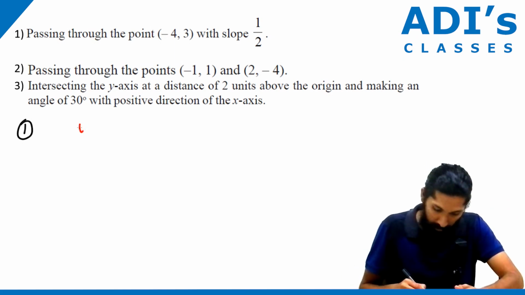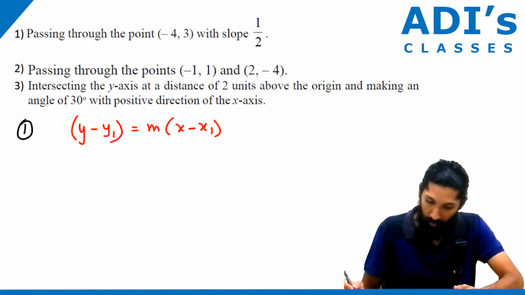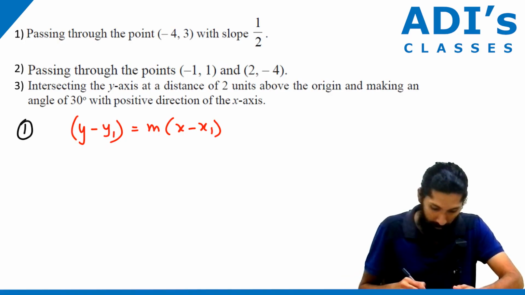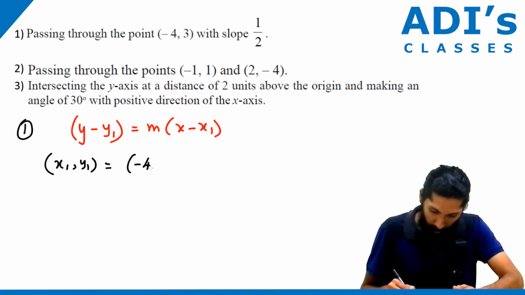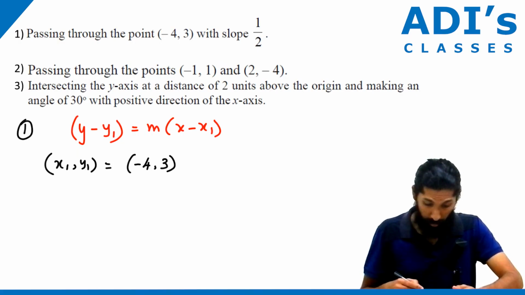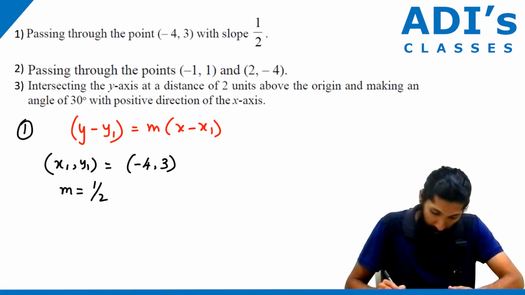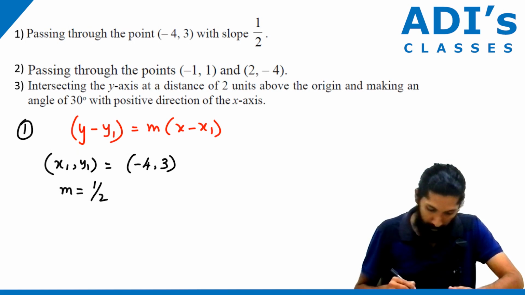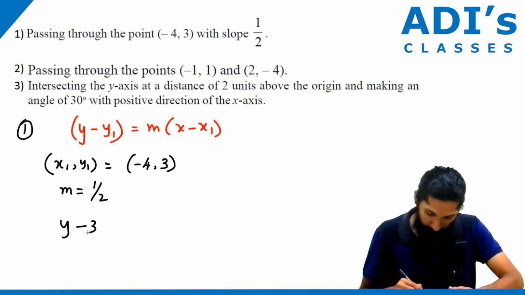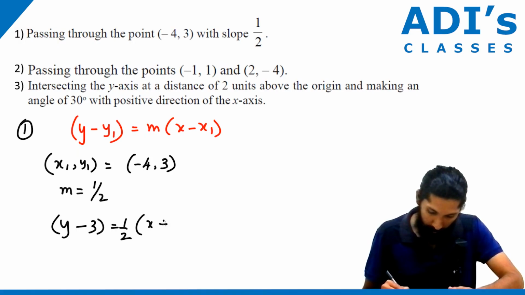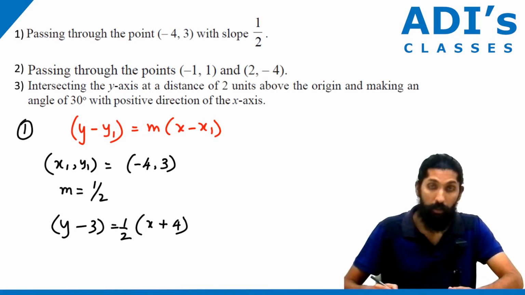The formula is y minus y1 is equal to m into x minus x1. This is the formula. The point x1 comma y1 is equal to minus 4 comma 3. Now the slope is given, m is equal to half. Now use the formula and apply. So you are going to have y minus 3 is equal to half into x minus of minus 4, which is x plus 4. Transpose the 2 that side.